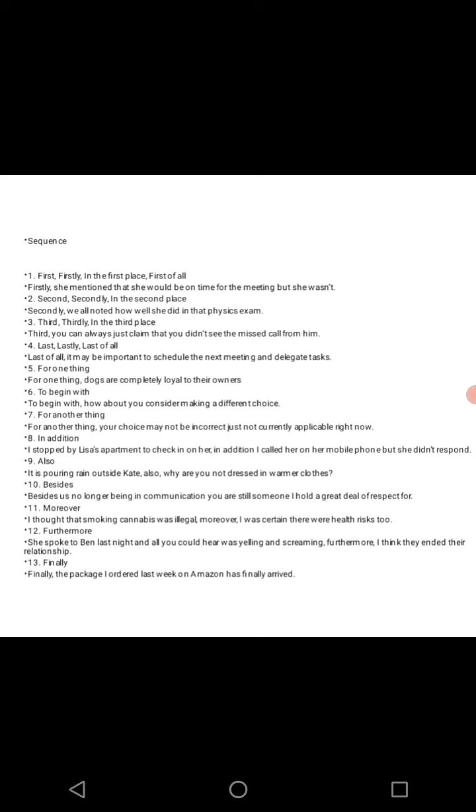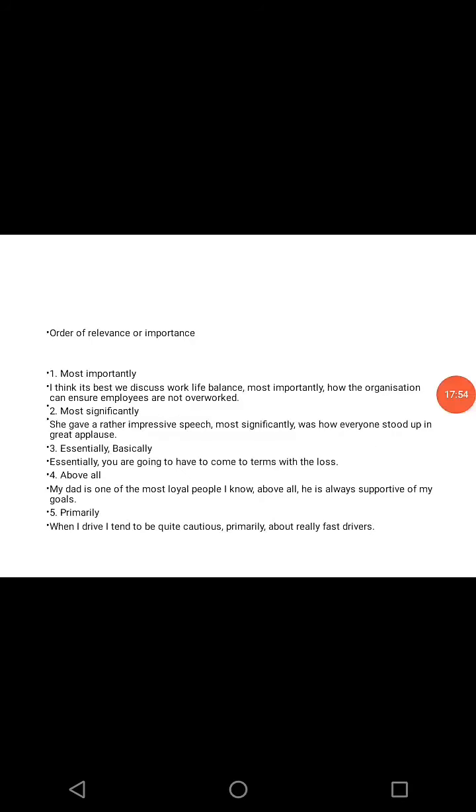And the last is "finally," and their example is "finally, the package I ordered last week on Amazon has finally arrived." Order of relevance or importance. First is "most importantly." The example is "I think it's best we discuss work-life balance. Most importantly, how the organization can ensure employees are not overworked."